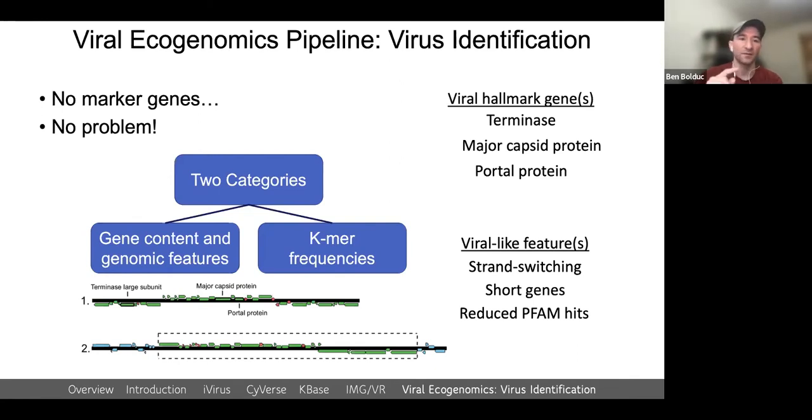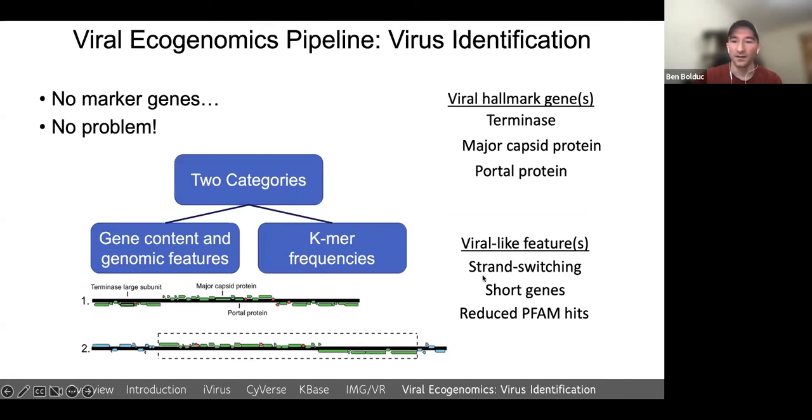Do you have a terminase? Do you have a major capsid protein? Do you have a portal protein? Microbes don't have these proteins. And so if you identify these genes on a particular genome, then you can be more or less confident that that is a viral genome, that is not a microbial genome. Of course, there's some caveats to that, but in general, for genome 1 here, it has a terminase large subunit, major capsid protein, and a portal protein. That is almost guaranteed to be a virus.